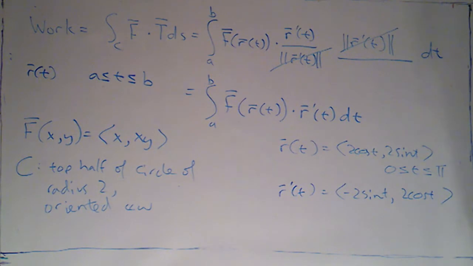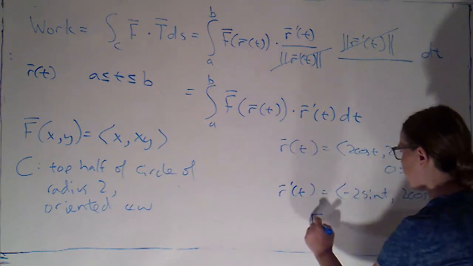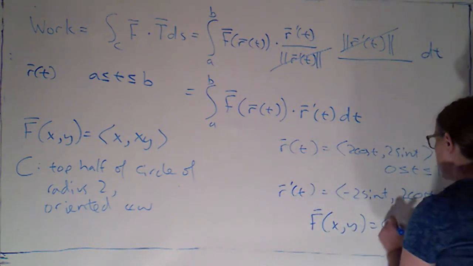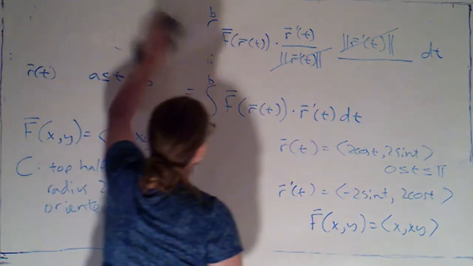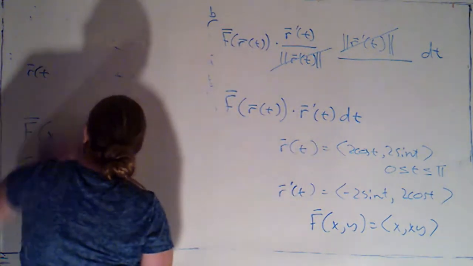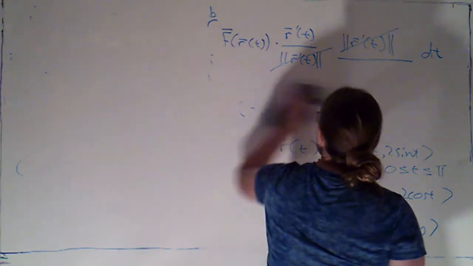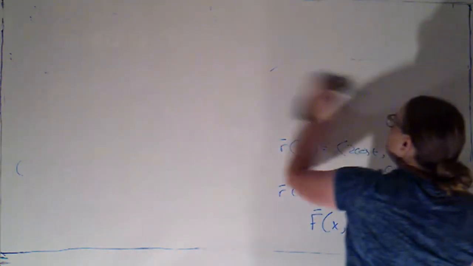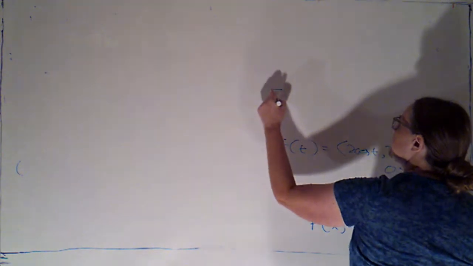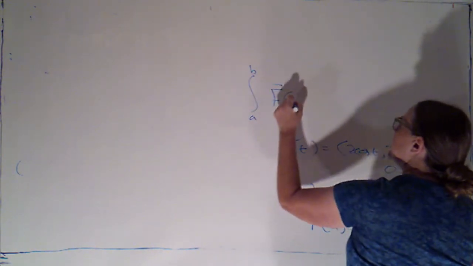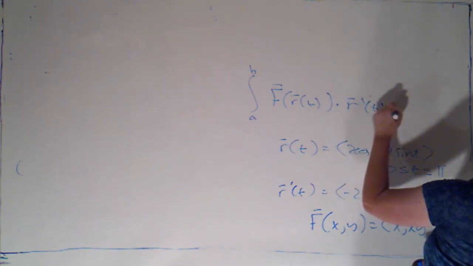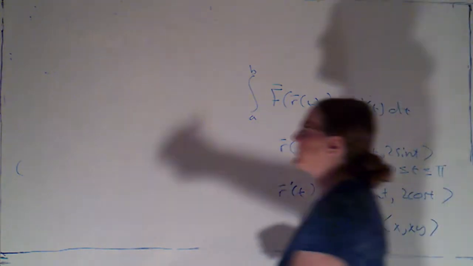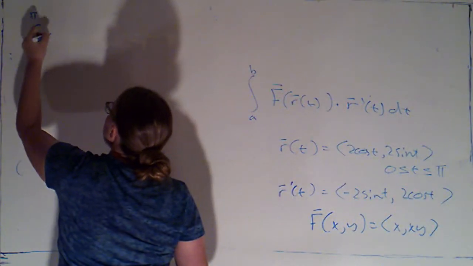Okay, excellent. I'm going to just copy down over here that my force field F of x y was x, x y. That way I can erase the left side of the board here so that we can work through this. Suppose I might have wanted to keep up this, that we're going to get the integral from a to b of f of r of t dotted with r prime of t dt. Okay, so we'll have the integral from 0 to pi.